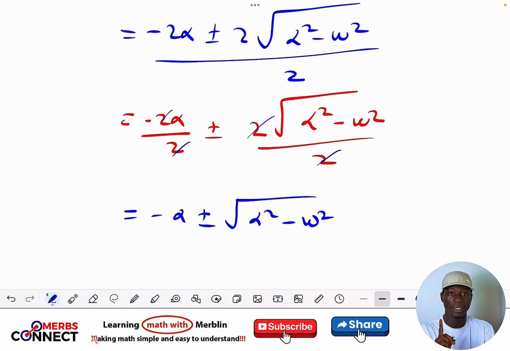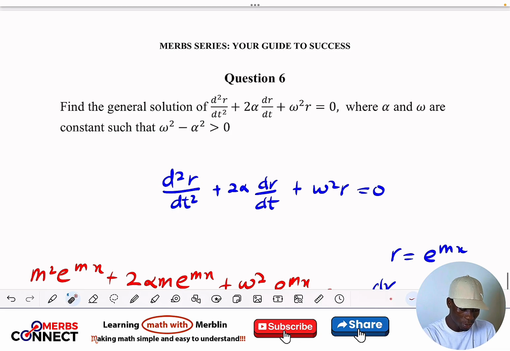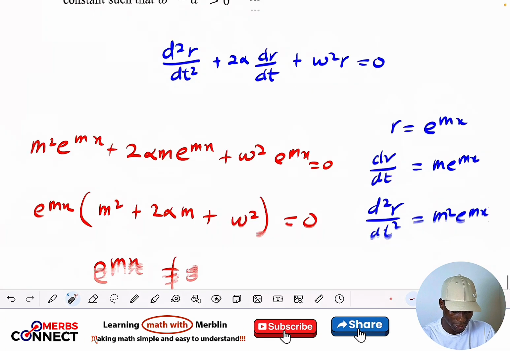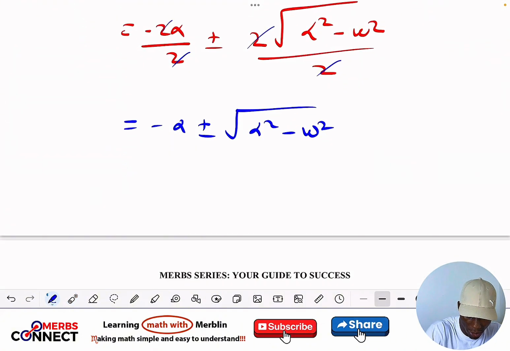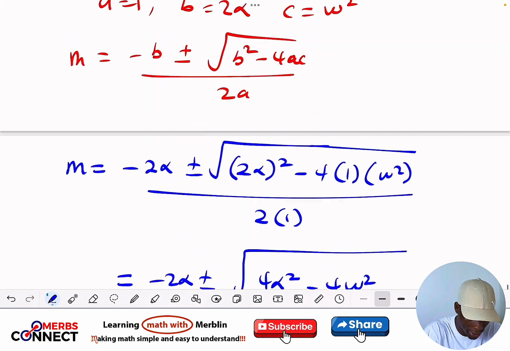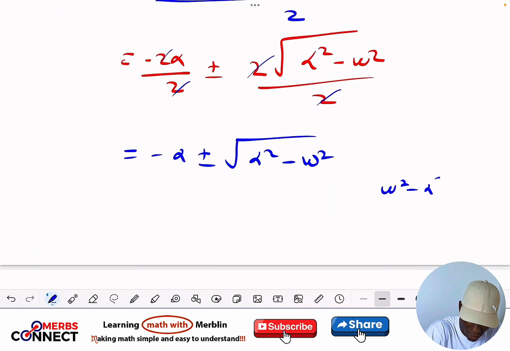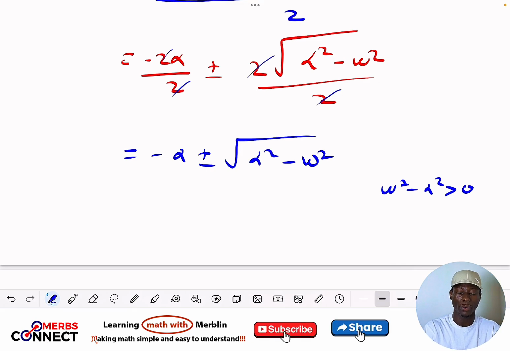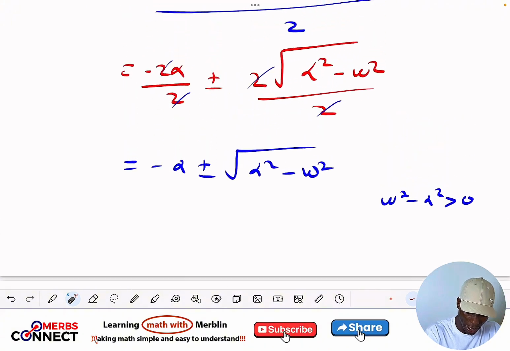But there was a condition given to us, very important. The condition is that omega squared minus alpha squared is positive, is greater than 0. So what we need to do is make sure that we have that. The question is saying that omega squared minus alpha squared is positive. This one is greater than 0. So we need to make sure we have this form.